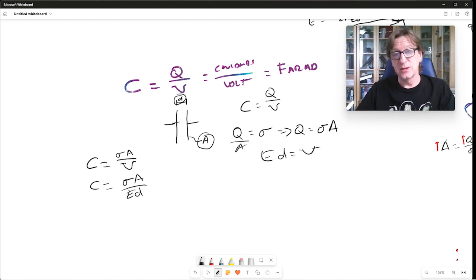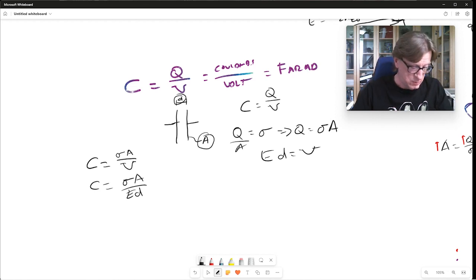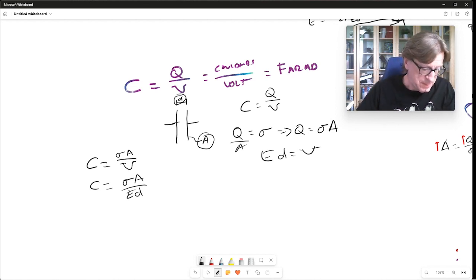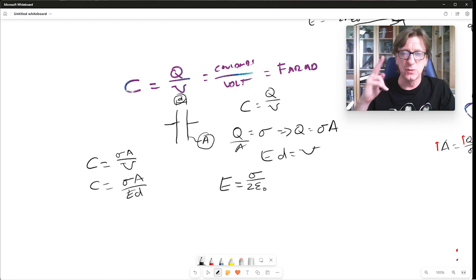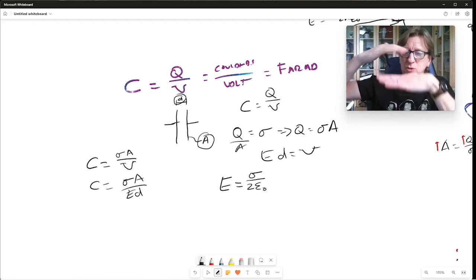Well, I still want to get rid of that electric field. So the last thing I need to do then is to get rid of that electric field. Okay, well, we just found the expression for an electric field, and for one of the plates, we decided it was sigma over 2 epsilon naught. That's for one of the plates, but we have 2. So the total electric field is going to be due to 2 of these plates.